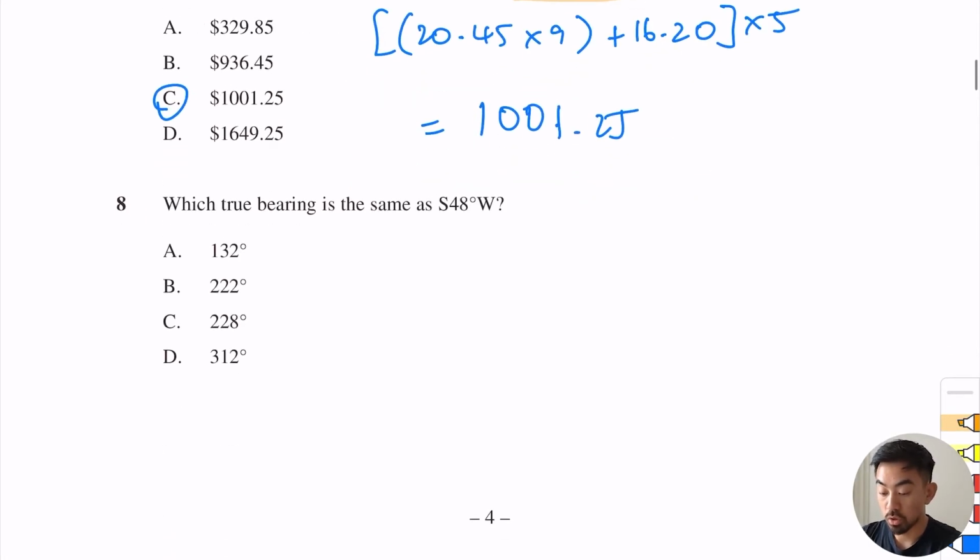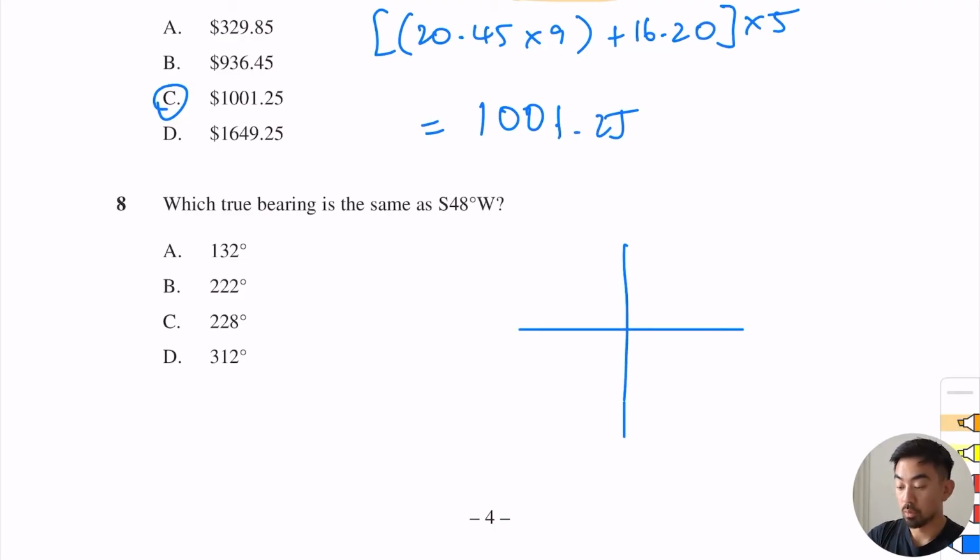Okay, question 8. What true bearing is the same as S 48 degrees west? So it would be advisable, in my opinion, to draw a little diagram. Now, where is south 48 degrees west going to be? It's going to be somewhere here, okay? Because you need to start at south and you need to rotate in the western direction, 48 degrees.